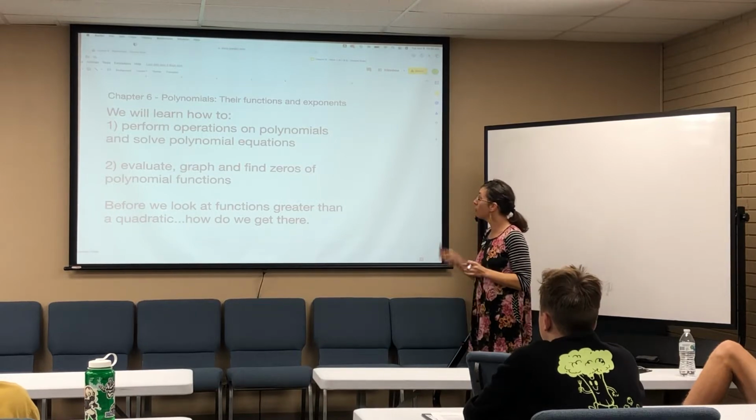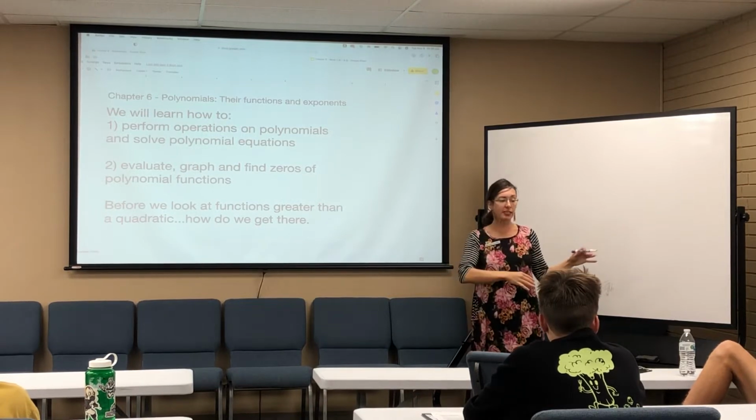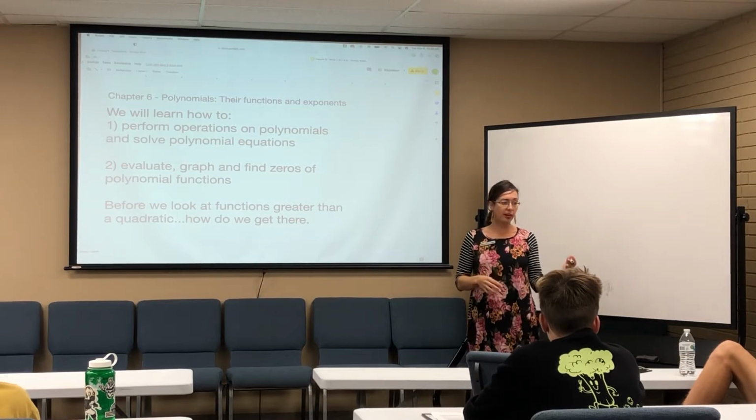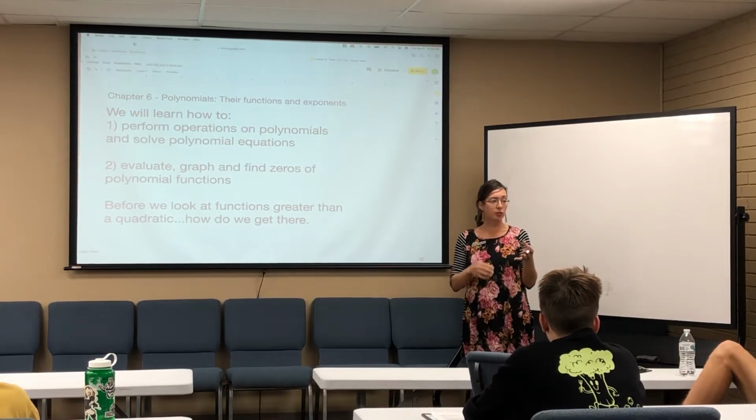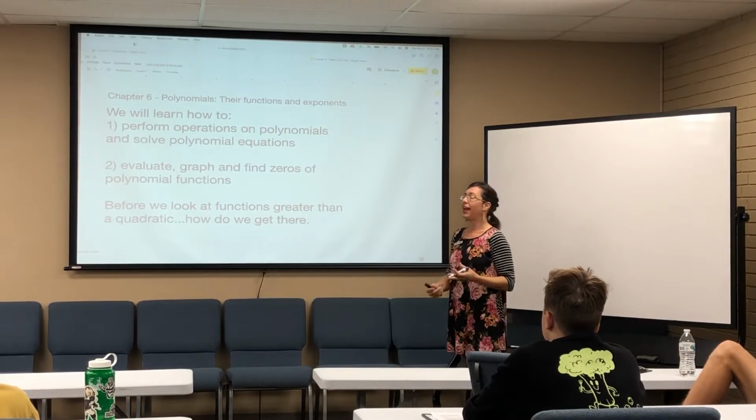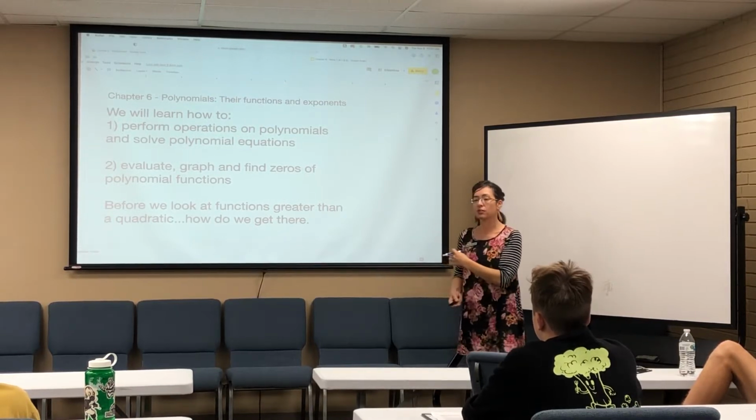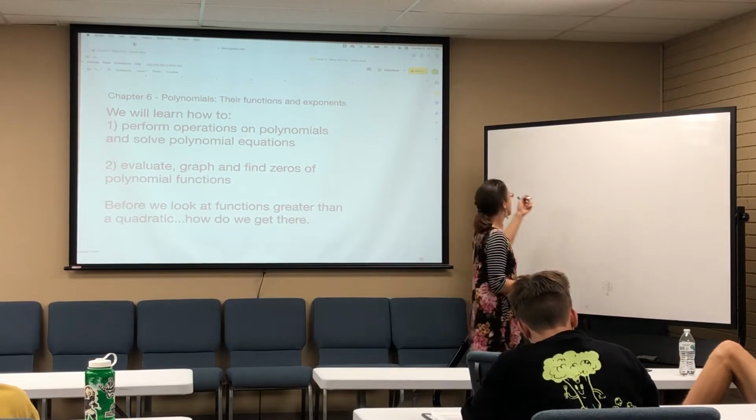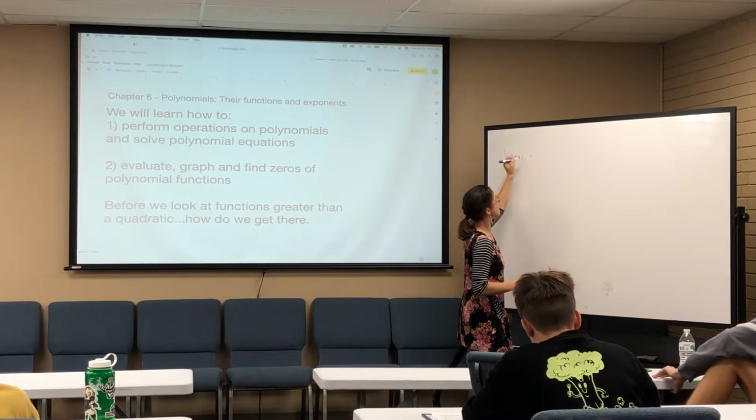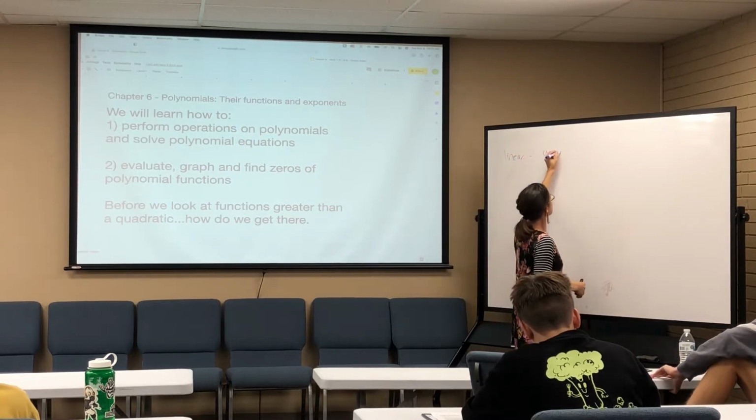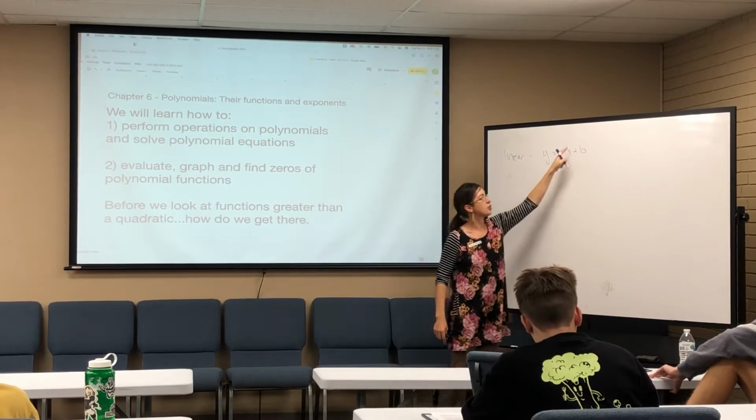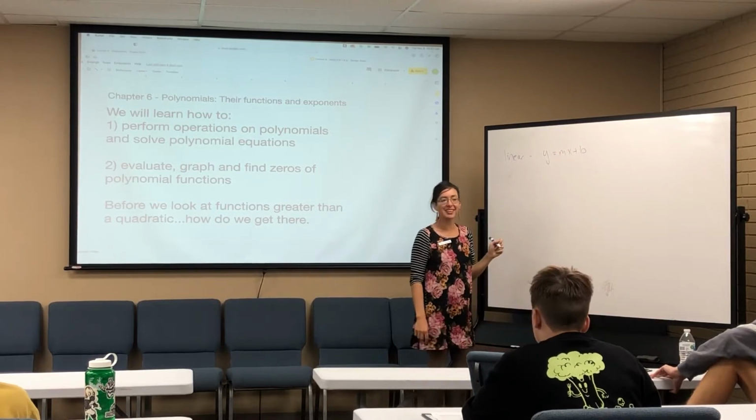All right, so as we move forward, we just learned how to deal with quadratics. And along with quadratics, we learned about some radicals and some complex numbers. And so now we're going to move into chapter 6, which is polynomials. So we started with linear, right? Linear equations were mx plus b. We actually have an exponent, we just don't see it, right?